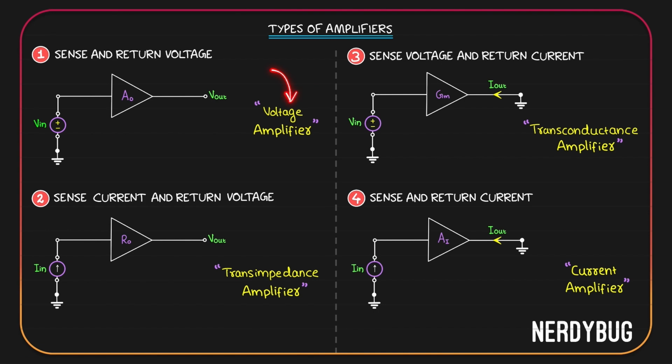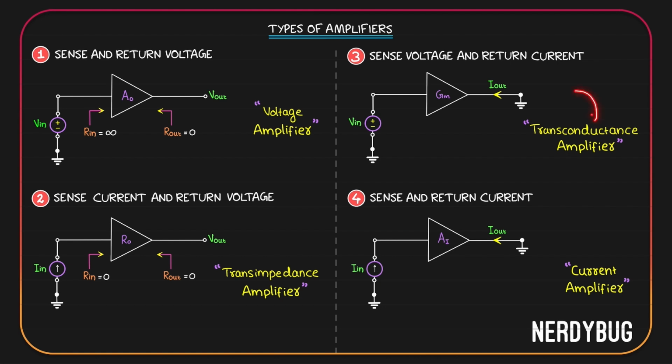Take the voltage amplifier. It senses voltage at the input. Ideal input impedance should be infinite. It returns voltage at the output. Ideal output impedance should be 0. Take the transimpedance amplifier. It senses current at the input. So ideal input impedance should be 0. It returns voltage at the output. So ideal output impedance should be 0.